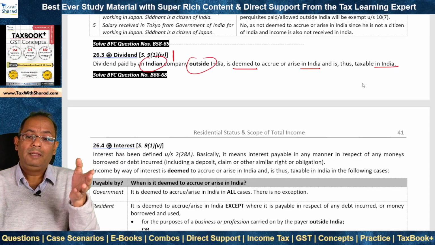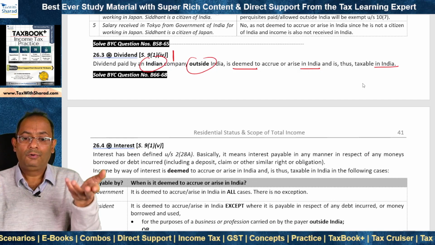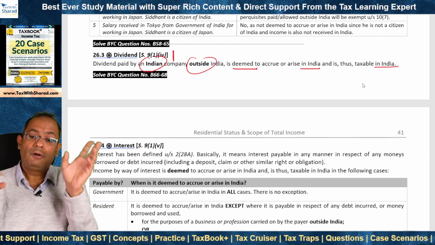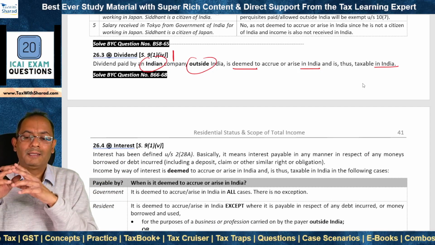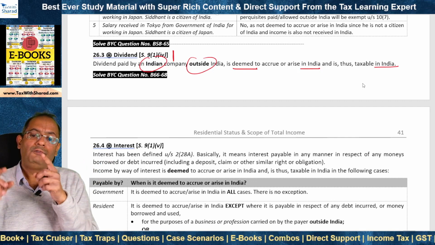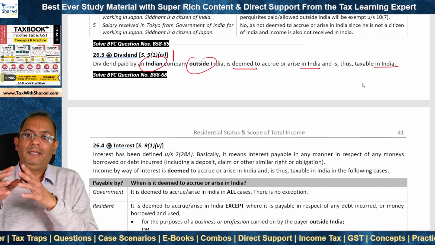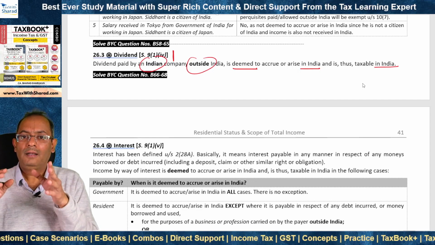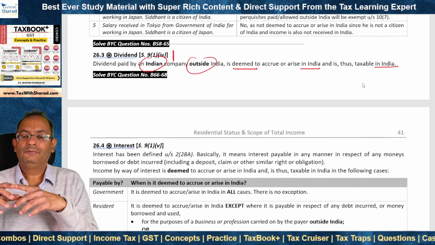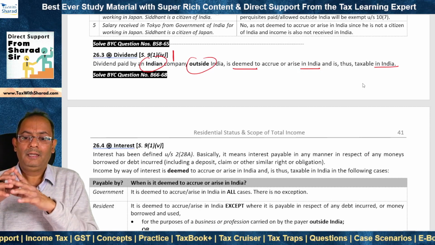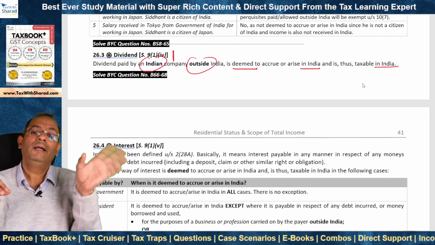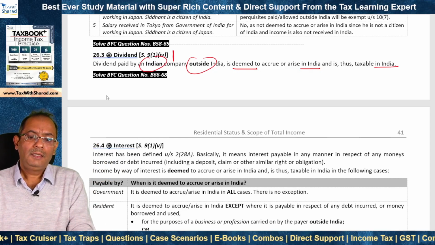Dividend paid by an Indian company in India is of course taxable on receipt basis in the hands of all the persons. Dividend paid by a foreign company in India will also be taxable in India in all the cases on receipt basis. But dividend paid by a foreign company outside India will be taxable only in the hands of a ROR on global taxation basis, right? It will not be taxable in the hands of a RNOR or a non-resident, because it is not Indian income, it is a foreign income, because it is dividend paid by a foreign company outside India, right? So these are the implications.